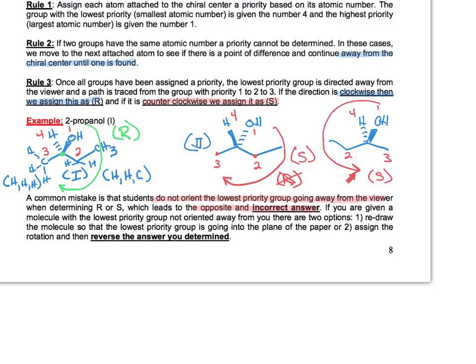So you can see that if for whatever reason our lowest priority group is not going away from you, you're going to get the wrong answer. You're going to get the opposite answer. So you can do one of two things. We can either reverse what we got, so we got R, reverse it, it's actually S, or we can redraw it so that our lowest priority group is going away from us, and then we get the correct answer. Again, in this case, it's S.